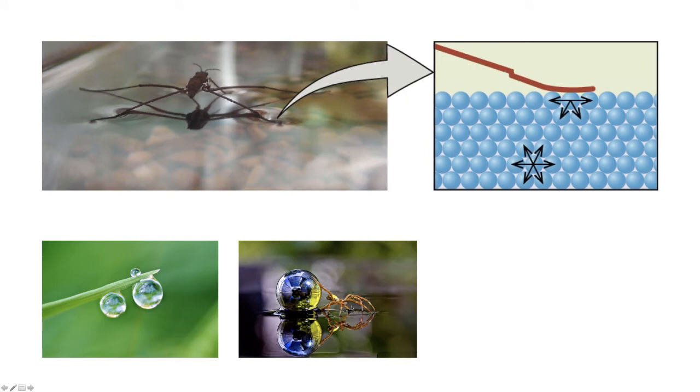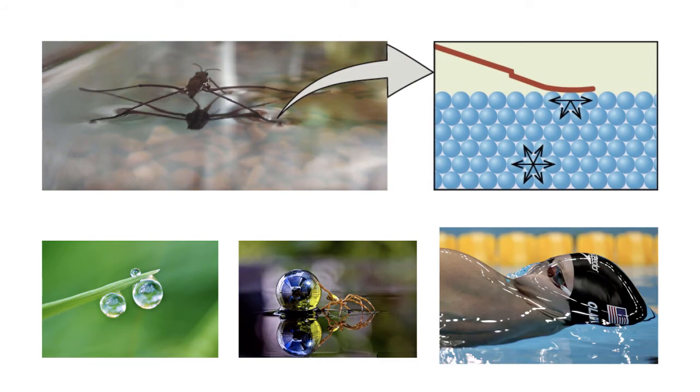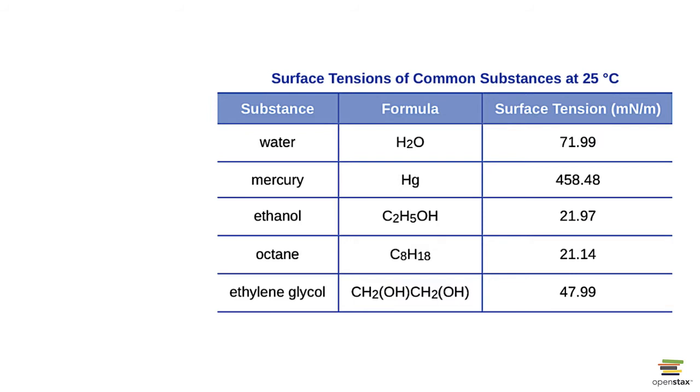Here's kind of an interesting effect, a spider walking on the surface of water with a little water droplet there. And we also get some interesting thin layer effects, such as shown here with this swimmer, all due to strong attractions between molecules, creating this strong surface tension. Water has a very high surface tension.